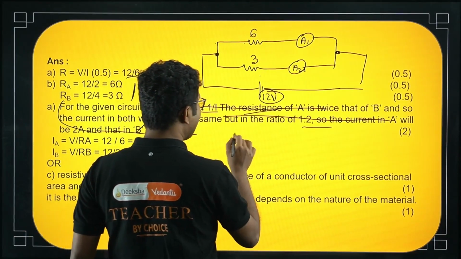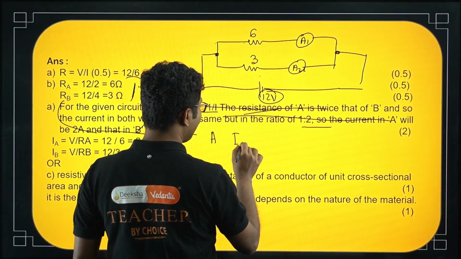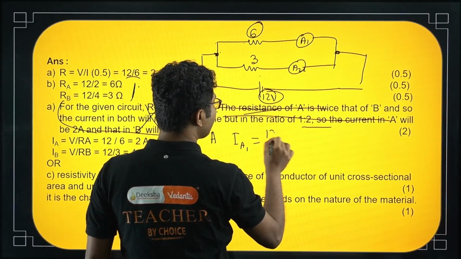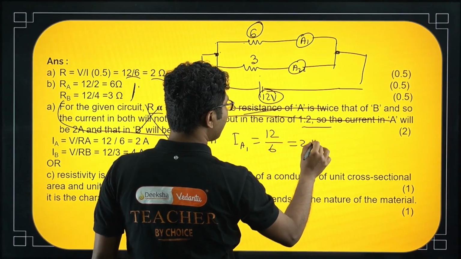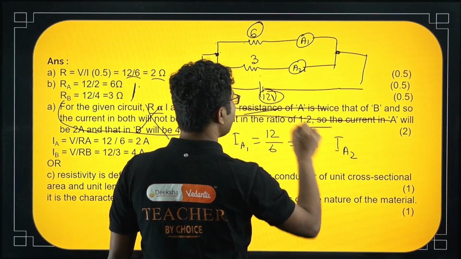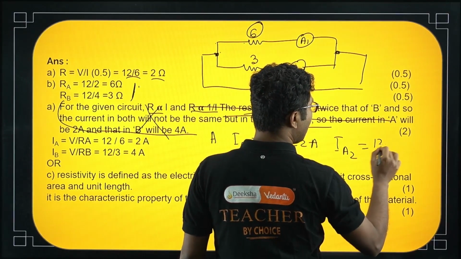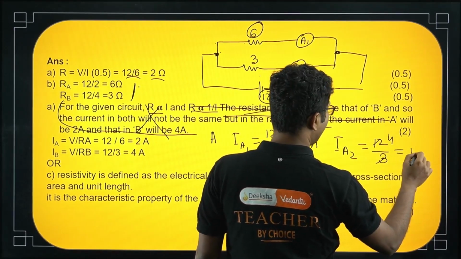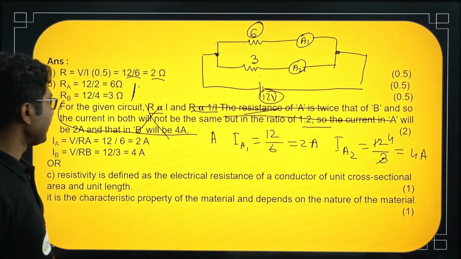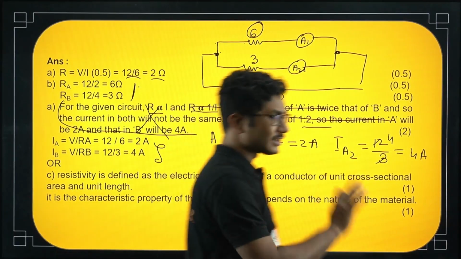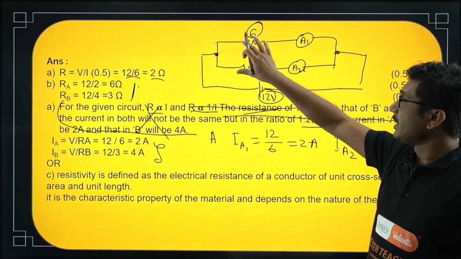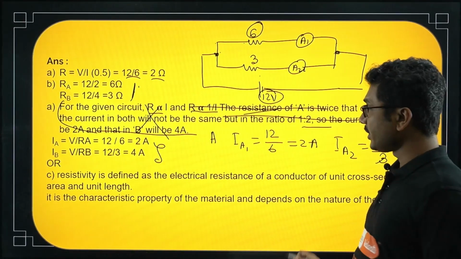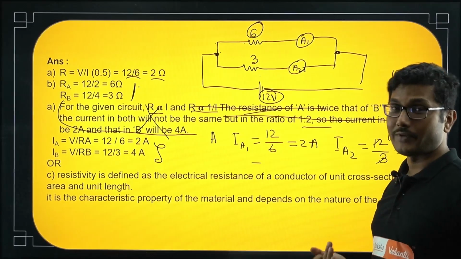So current IA1, that is A1, is basically voltage divided by resistance. So voltage is 12 divided by resistance 6, that is 2 ampere, and IA2 is basically the same voltage divided by resistance 3, that is 4 ampere. So 2 ampere and 4 ampere is the answer. No explanation is required. The only thing you have to mention is that the resistances are connected in parallel and the voltage across them is 12 volt. That's it. If you mention that, you can apply this law and find the currents.